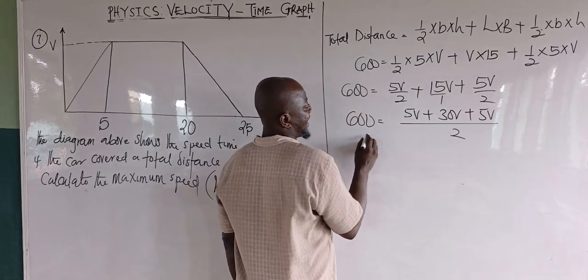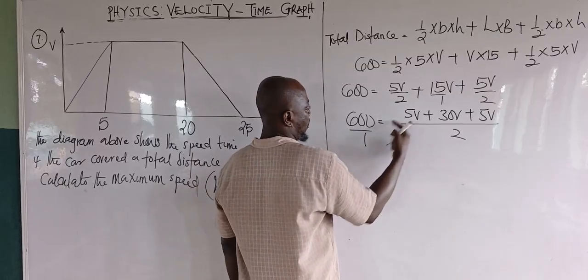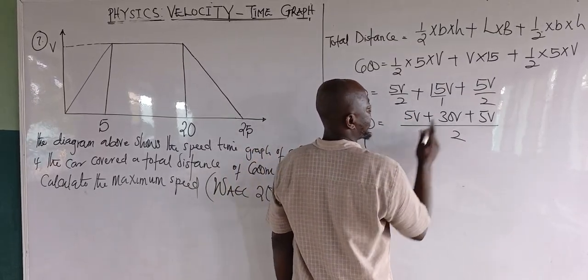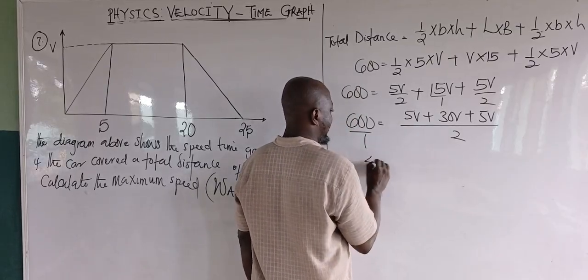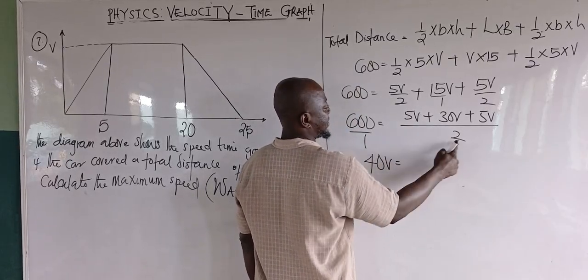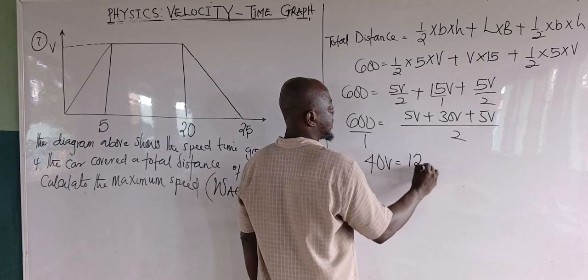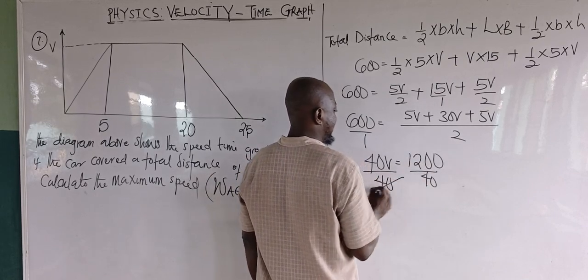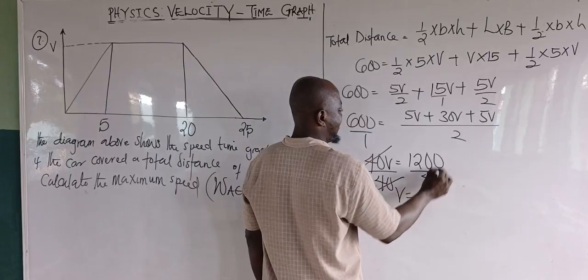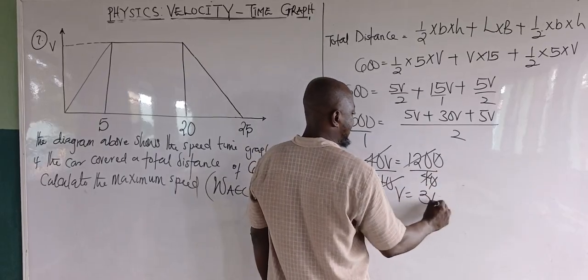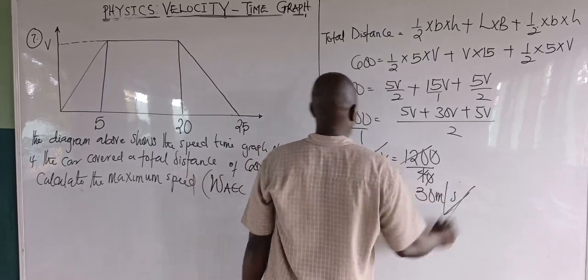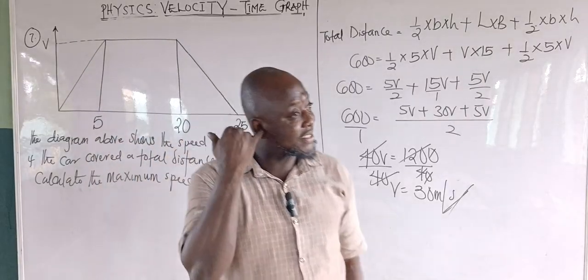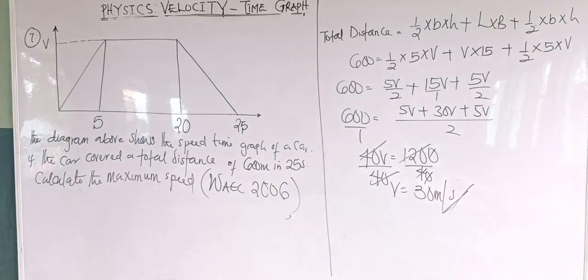From this point now, I can cross multiply. Take all of these ones here. If I do that, this will give us 40, so I'm having 40V equals this times this one, I'm having 1,200. Divided by 40, divided by 40. This takes care of this. What is now my V? My value here becomes 30 meters per second. See you in the next class.